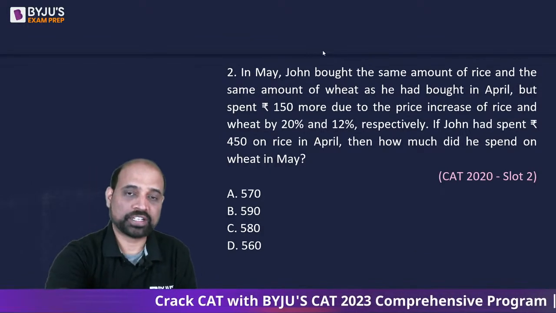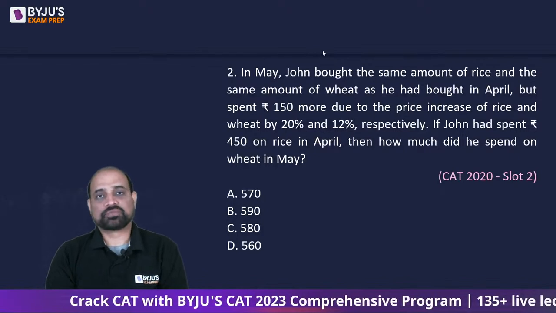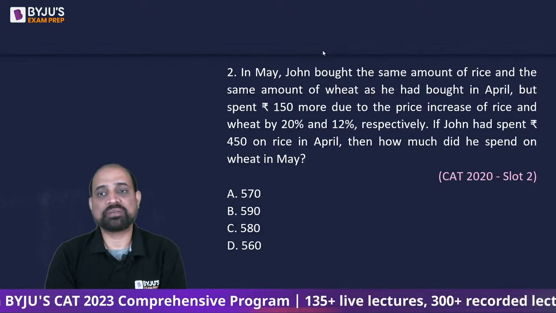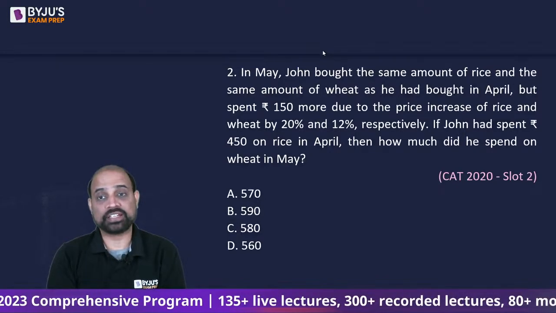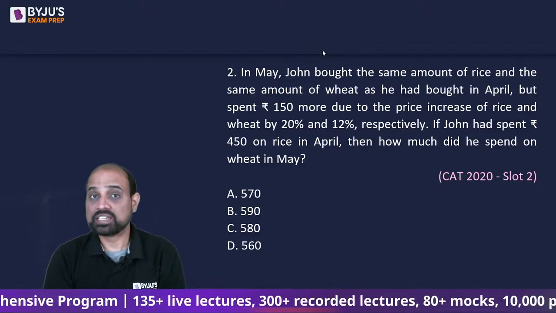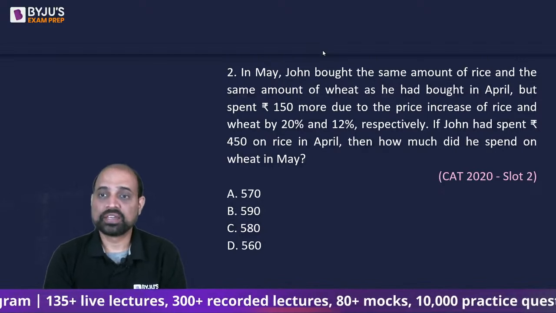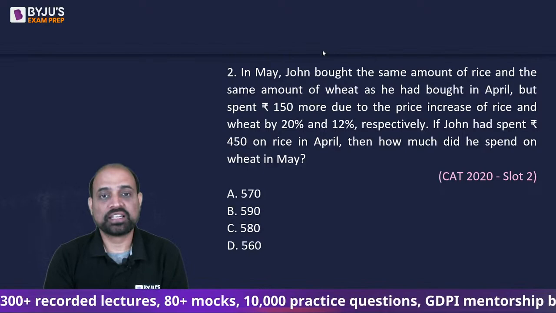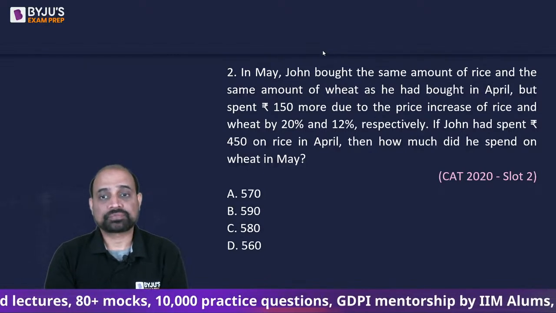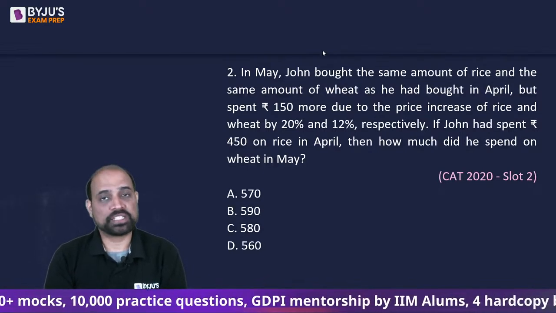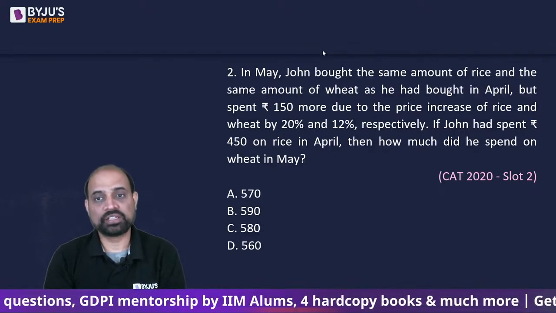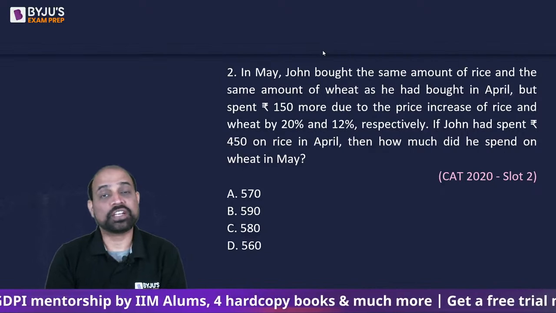Practice makes us perfect. Second question, 3 years ago, slot 2 question. In May, John bought the same amount of rice and the same amount of wheat as he had bought in April. Same amount as in the quantities, say. But he spent rupees 150 more due to the price increase of rice and wheat by 20% and 12% respectively. If John had spent rupees 450 on rice in April, then how much did he spend on wheat in May?